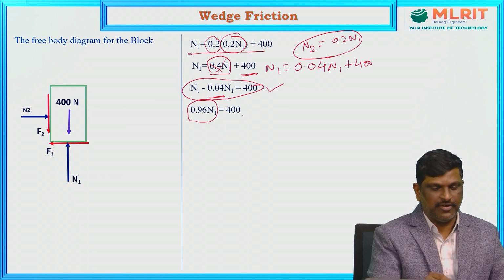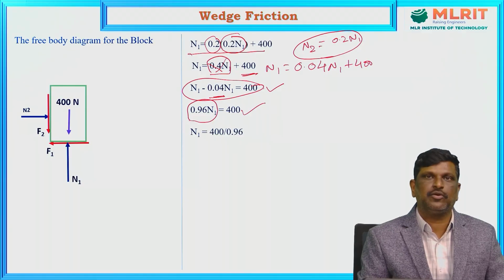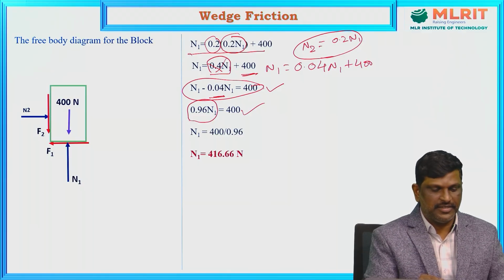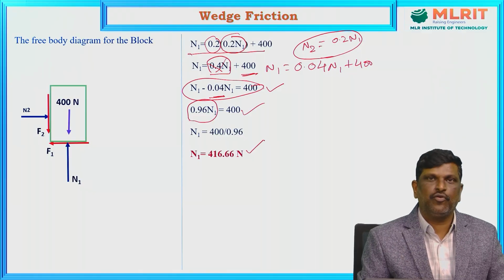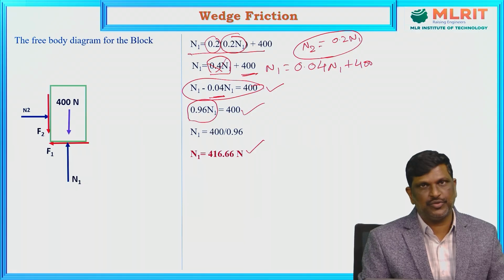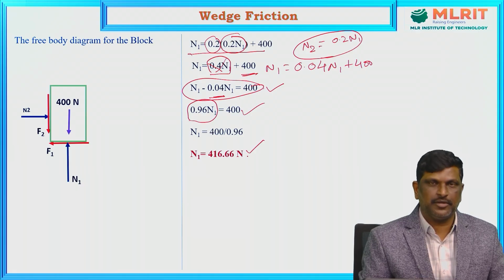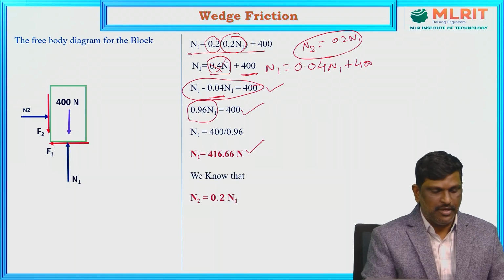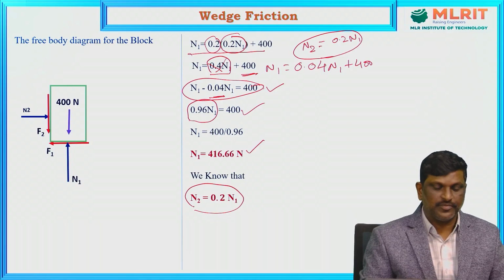0.96 N1 is equal to 400. From this relation we can easily calculate the value of N1. N1 is given as 416.66 newtons. Knowing the value of N1, calculate the other values. This is our equation number 1.